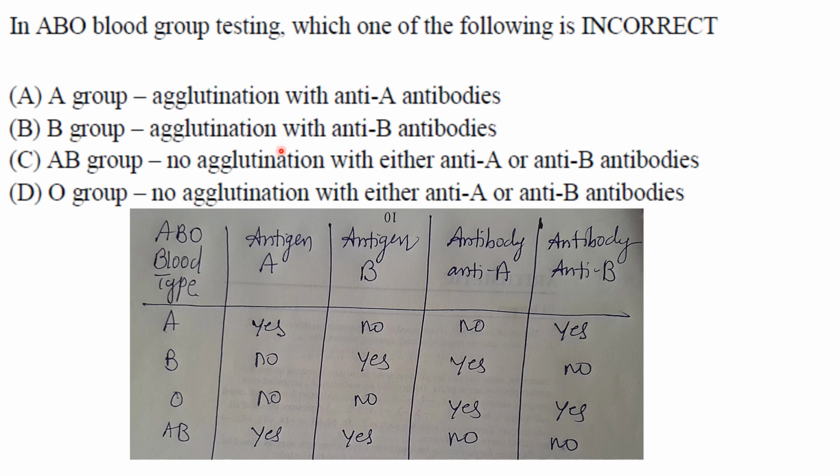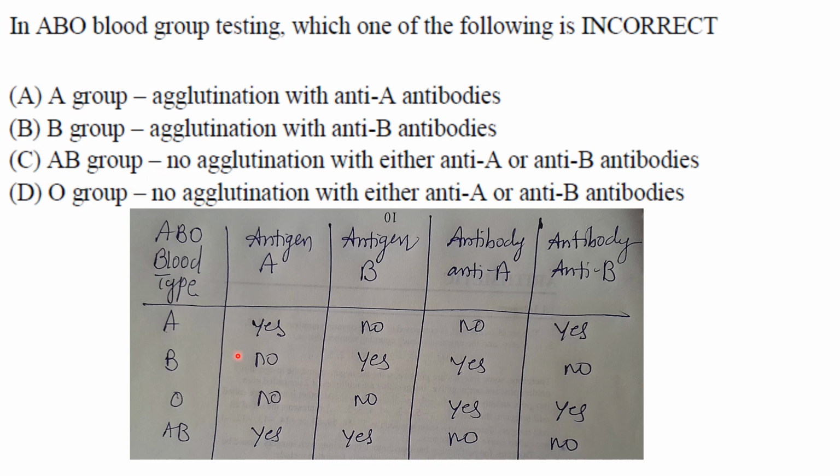Now, B group, agglutination with anti-B antibodies. B group has antigen B but no antibody anti-B. That is not present. So when you add anti-B antibodies to B, antigen B will react and it will result in agglutination. So option B is correct.